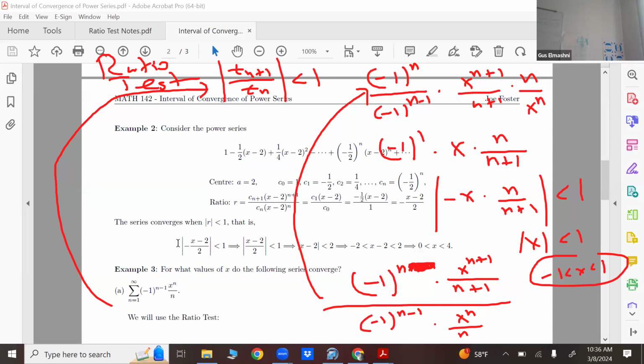Then I said, okay, let me break this apart. So (-1) to the n over (-1) to the n plus 1 minus 1. Subtract those exponents, that's (-1) to the 1. Here I have two fractions divided, so I flip the bottom fraction. Now I see an opportunity to cancel. That leaves x to the first power, and that's just n over n plus 1.